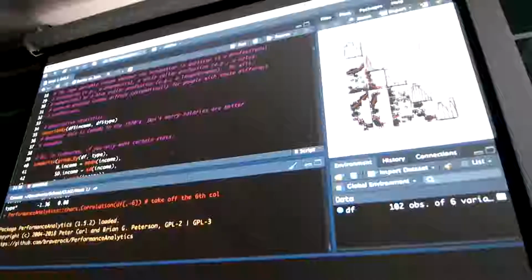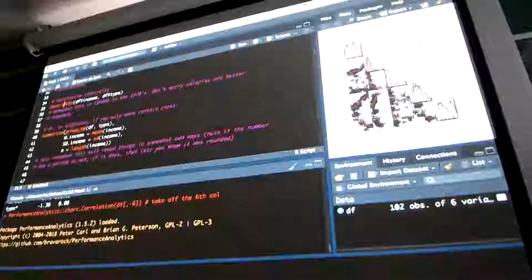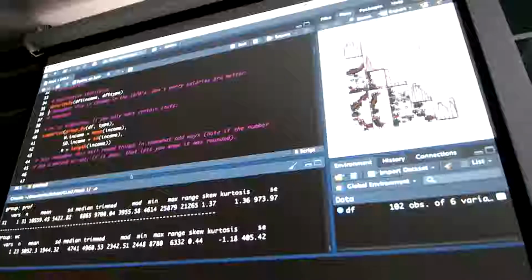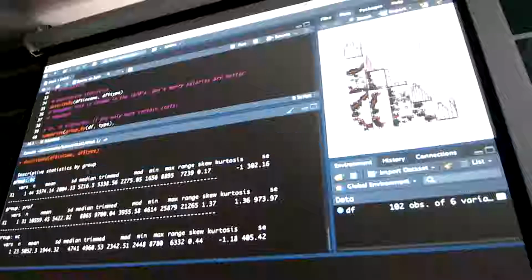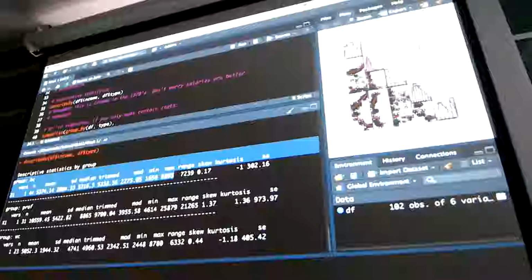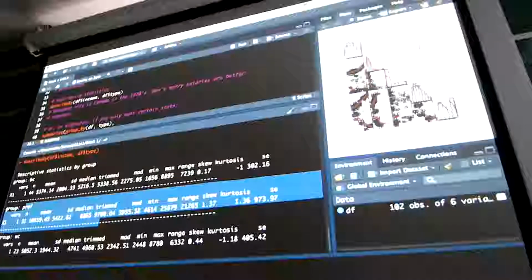So if you're looking for your descriptive statistics, there's the describeBy that we used towards the end of last semester. And you can tell it to describe the income by type. And when you run that, it'll break down your results. So we can see here we have our blue collar statistics, our professional statistics, and our white collar statistics.